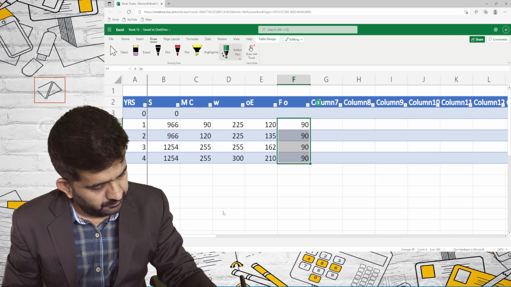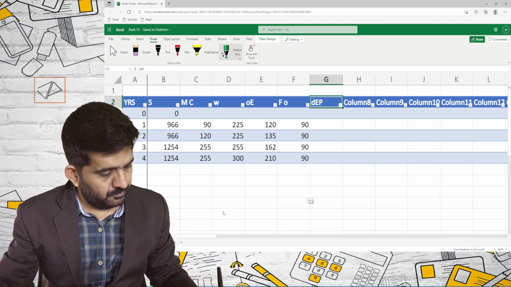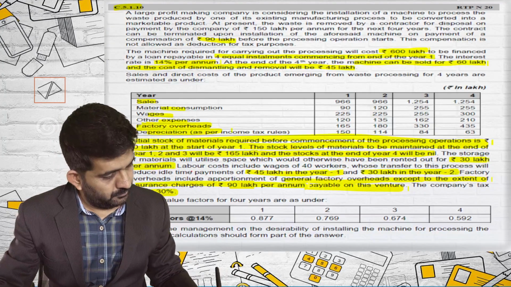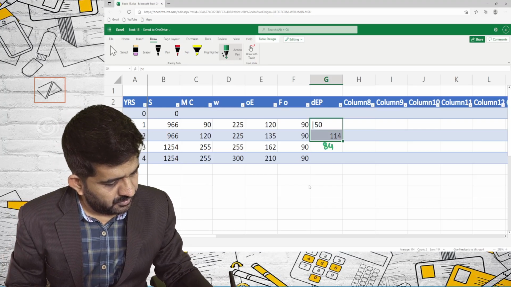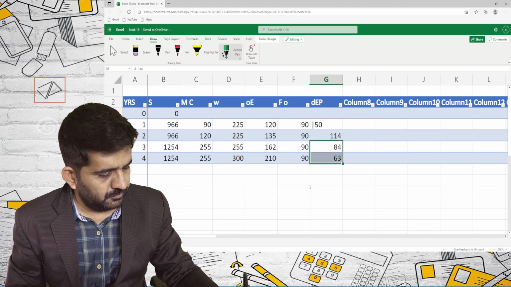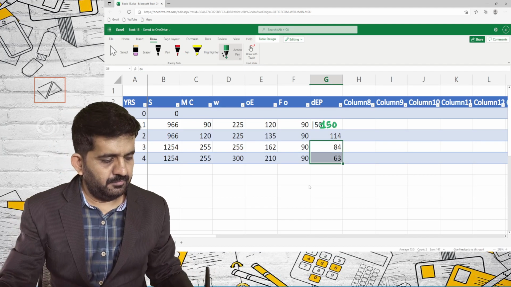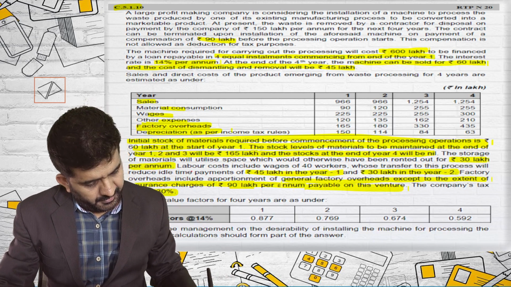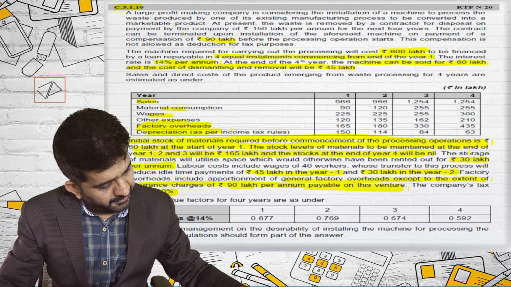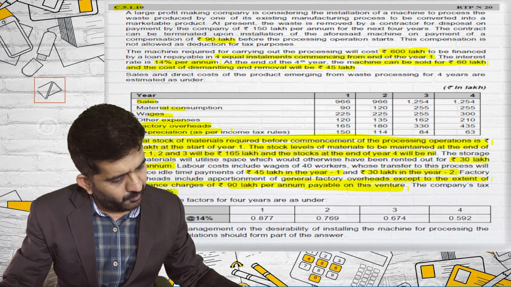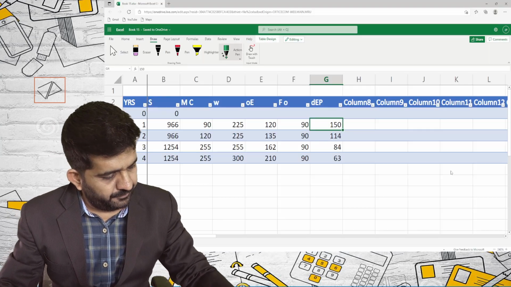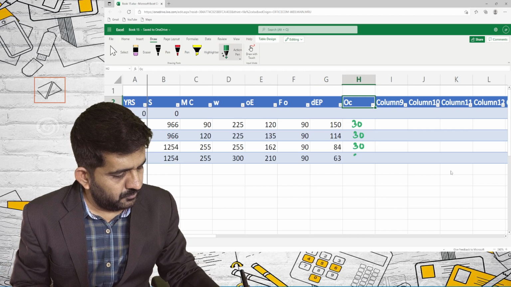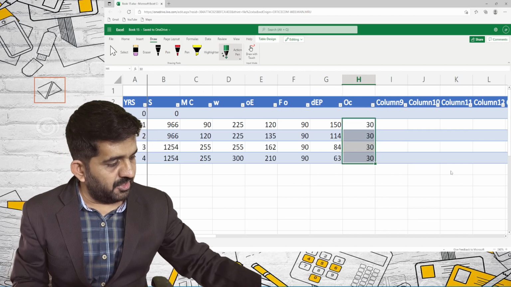Depreciation: 150, 114, 84, 63. All right. Any other thing? Yes, this is working capital. The storage of material will utilize space which would otherwise have an opportunity cost of 30 lakhs per annum. So every year it is 30 lakhs.